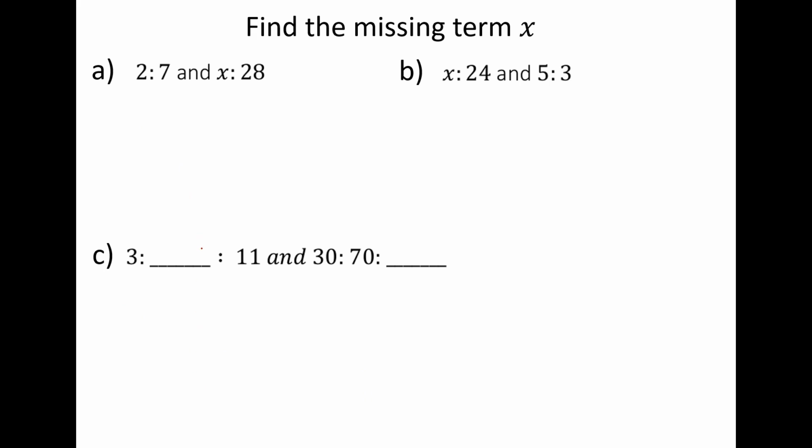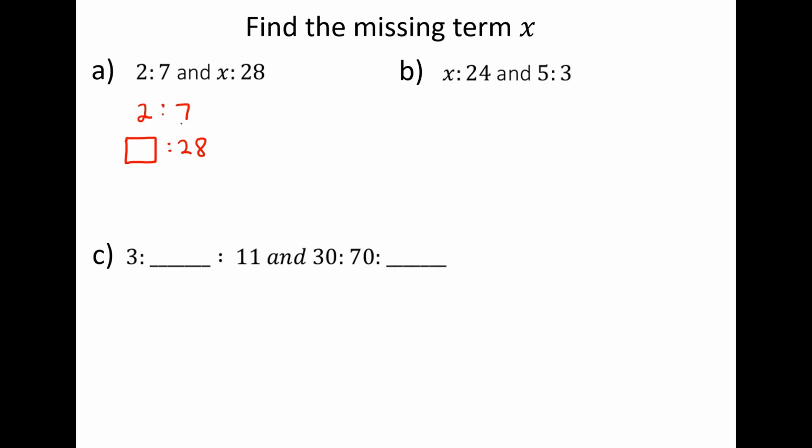Now let's look at the example where we're finding the missing term x, or just the missing term. In this case, these are equivalent. 2 to 7 is equivalent to x to 28. So I'm going to write 2 to 7 here. I'm going to write a box here because my x is pretty much an unknown number. So I'm just going to write this box for me to fill in for the unknown here. And now I'm going to place it right on top of each other.